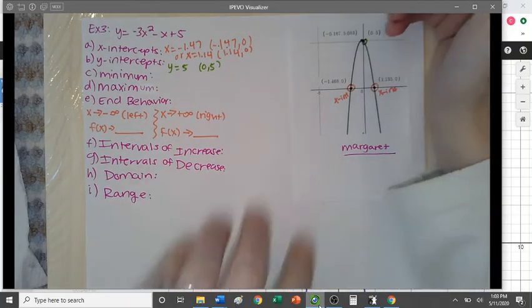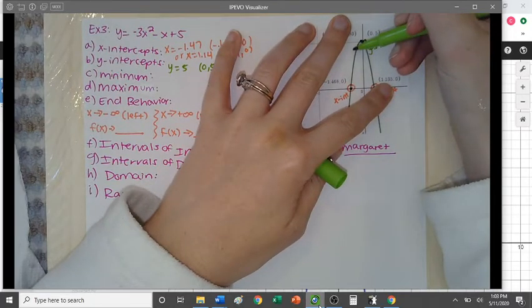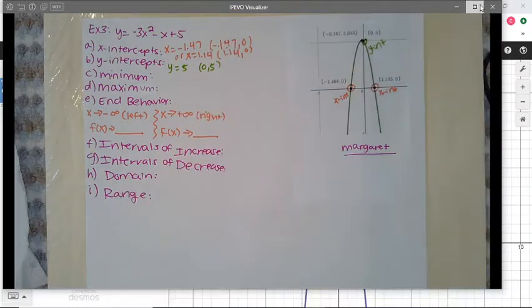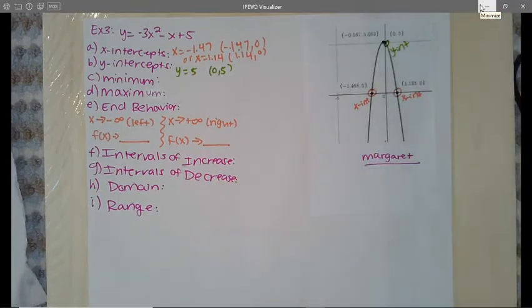So this right here is my y-intercept, but be careful because the maximum is really close to the y-intercept. So be careful. Okay, and it'd be nice if my screen would stop freezing. Okay, so that's my y-intercept.